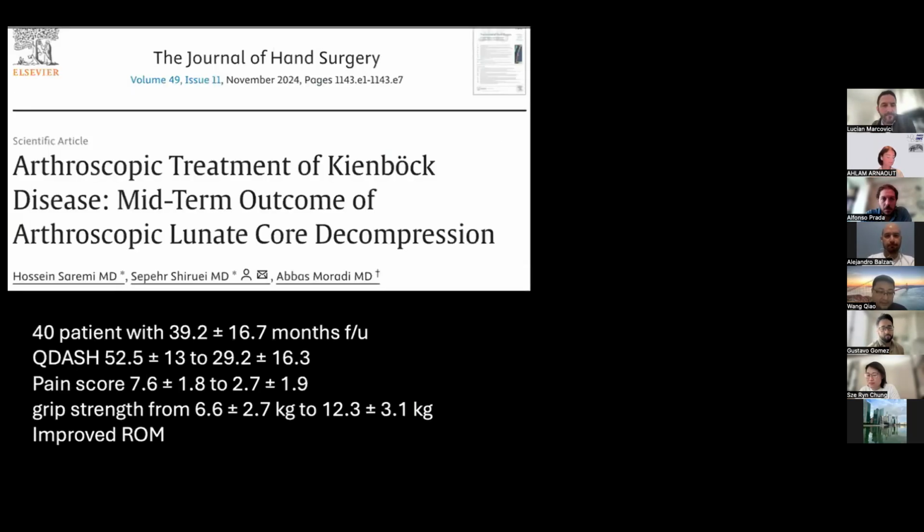And here is another quite interesting treatment, which is less invasive and disruptive, which is just lunate core decompression, which they reported 40 patients in their series. Also improved function, improved pain, and quite functional grip strength and range of motion.